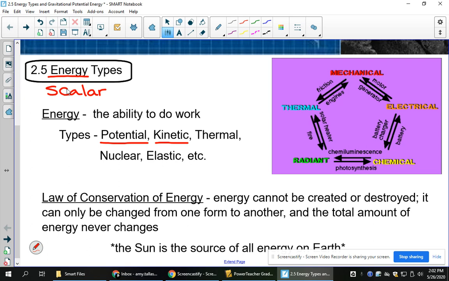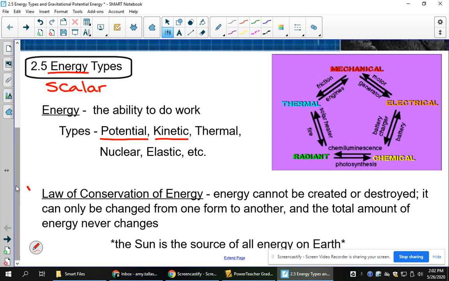So where something might start as nuclear energy, let's say, when it's transformed, it might become thermal energy. So energy is always transforming between these different types. So this is very important in physics. The law of conservation of energy: it can't be created or destroyed. It changes from one form to another, but the total amount never changes. And one kind of interesting tidbit is that all of the energy in our solar system comes from one place. Every piece of energy that we have is from our sun.